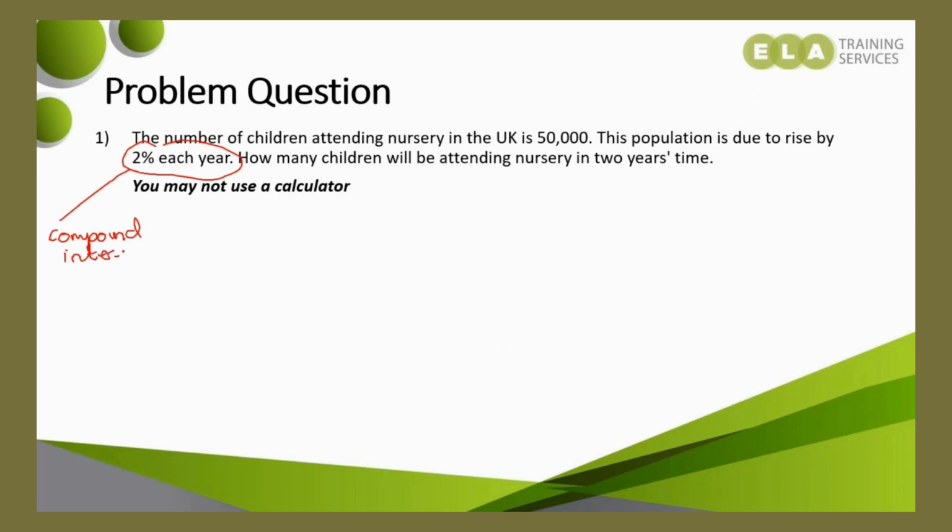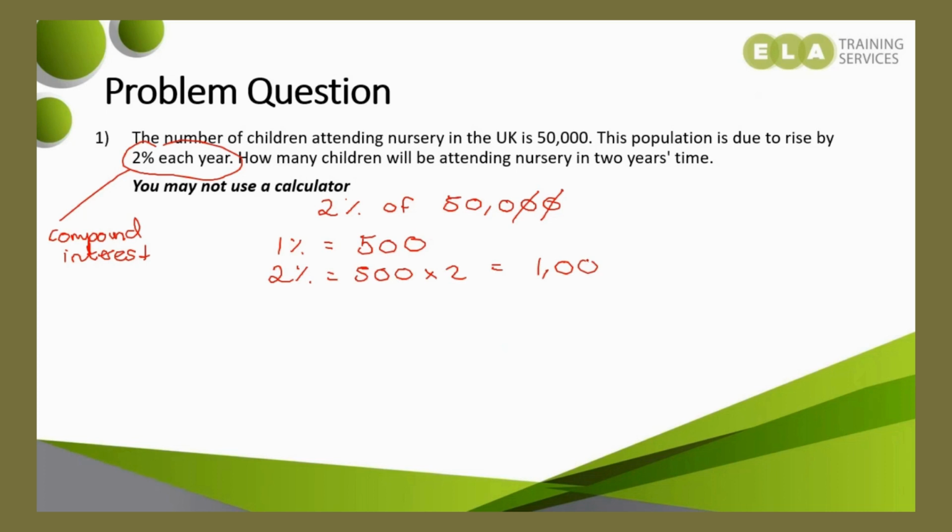So what we need to do first is work out year 1. So 2% of 50,000. An easy way to do this is to do 1% first: take away 2 zeros, we're left with 500. Then because we want 2%, we do 500 multiplied by 2, which is 1,000 children increased in year 1. We then add that to the amount, so 50,000 add 1,000 leaves us with 51,000 children in year 1.